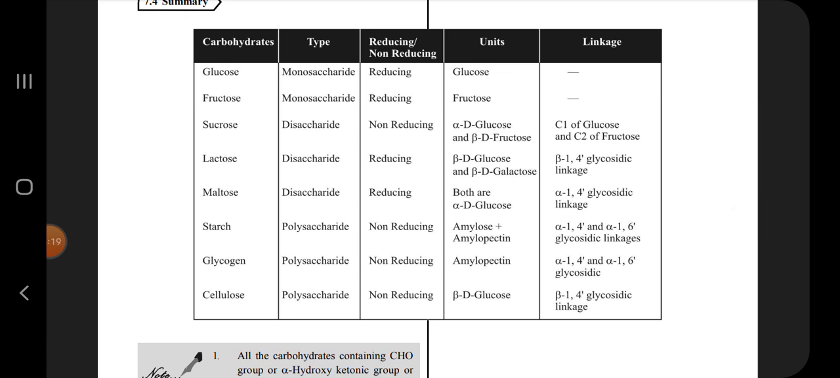Glucose is a monosaccharide which is a reducing sugar, and the unit is glucose. Fructose is a monosaccharide, reducing, and the unit is fructose. Sucrose is a disaccharide. It is a non-reducing sugar, and the units are alpha-D-glucose and beta-D-fructose, and their linkage is between C1 of glucose and C2 of fructose. Lactose is a disaccharide, it is a reducing sugar, made of beta-D-glucose and beta-D-galactose.